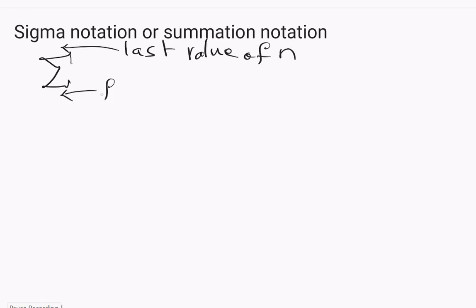Sigma notation is just a shorthand. It's a compact form to represent series. It's a Greek capital letter, where we put the last value of n, the first value of n, and here is a sub n, or the formula for the terms.